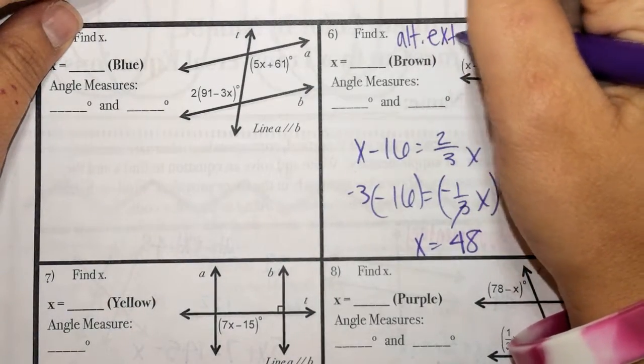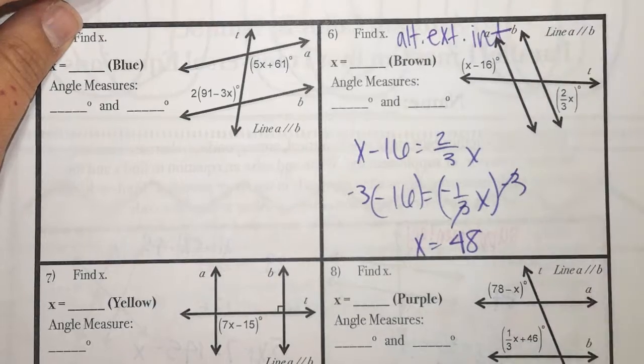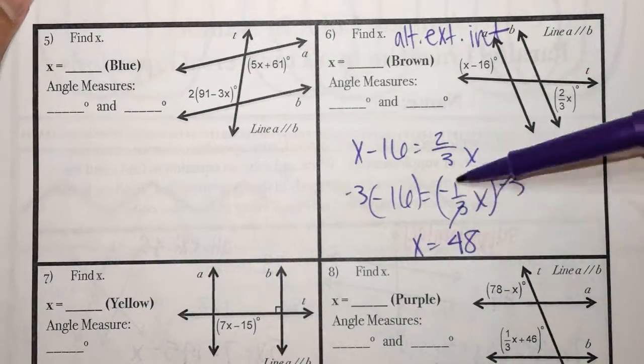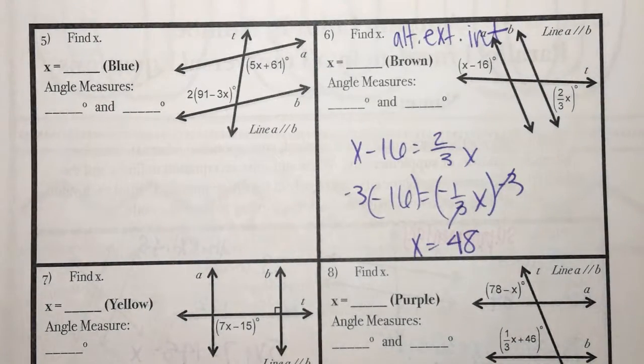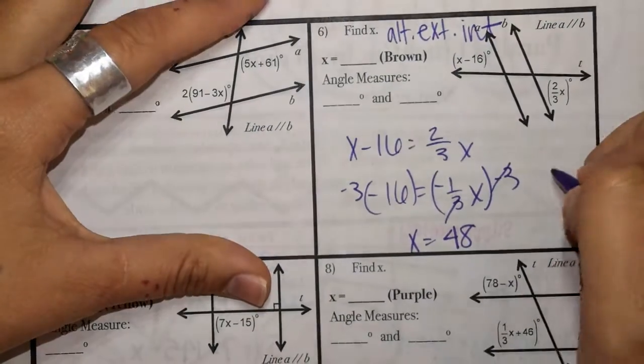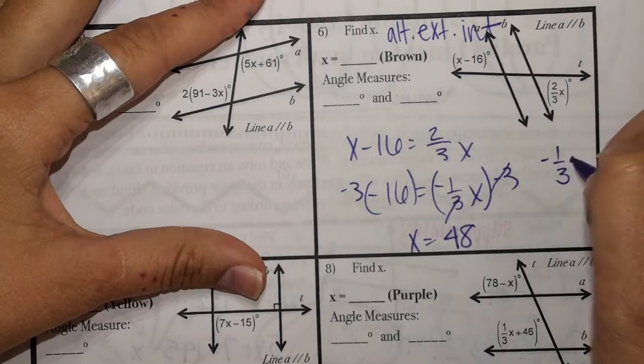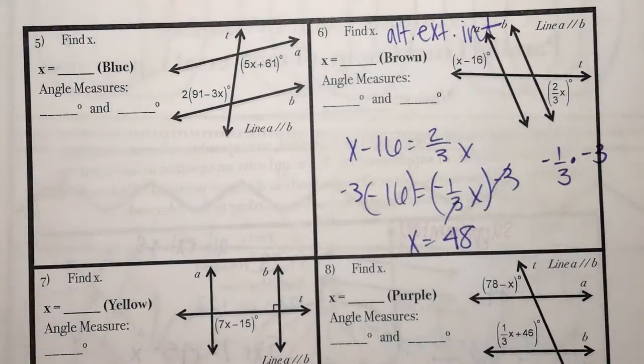Where'd you get the negative 3? So x equals 40. Because it's negative 1/3, so you can multiply by negative 3. So how do I find the x? Because this whole fraction is negative. So you can multiply by the reciprocal, which would just be negative 3, and kill it.